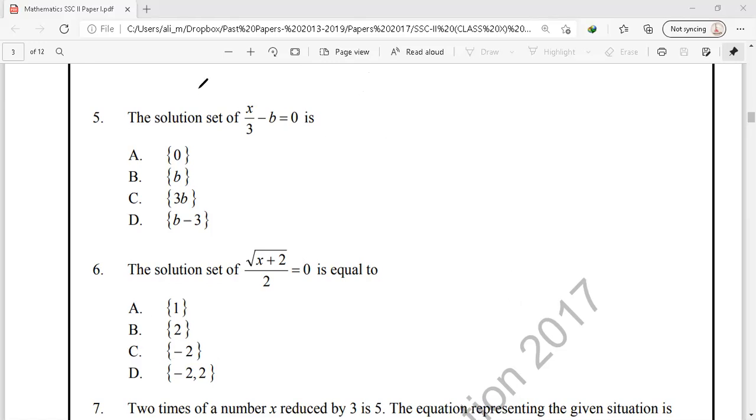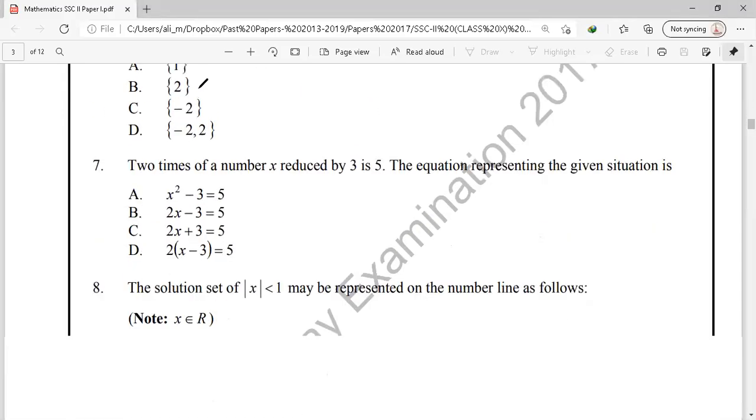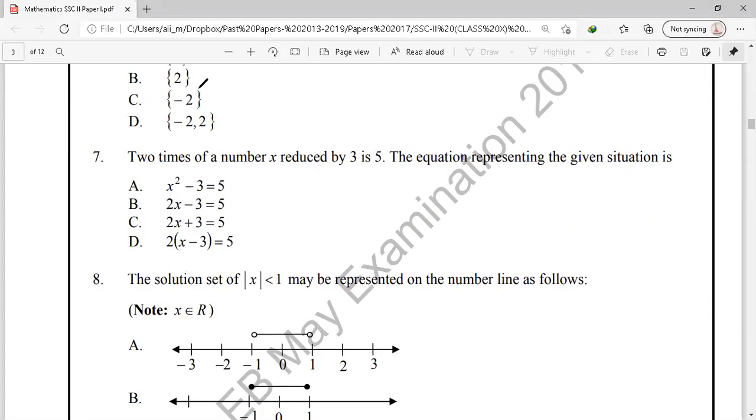Let's move to the next question, that is question number 7. And in this question, we have to find the equation that represents the given situation. 2 times our number x reduced by 3.